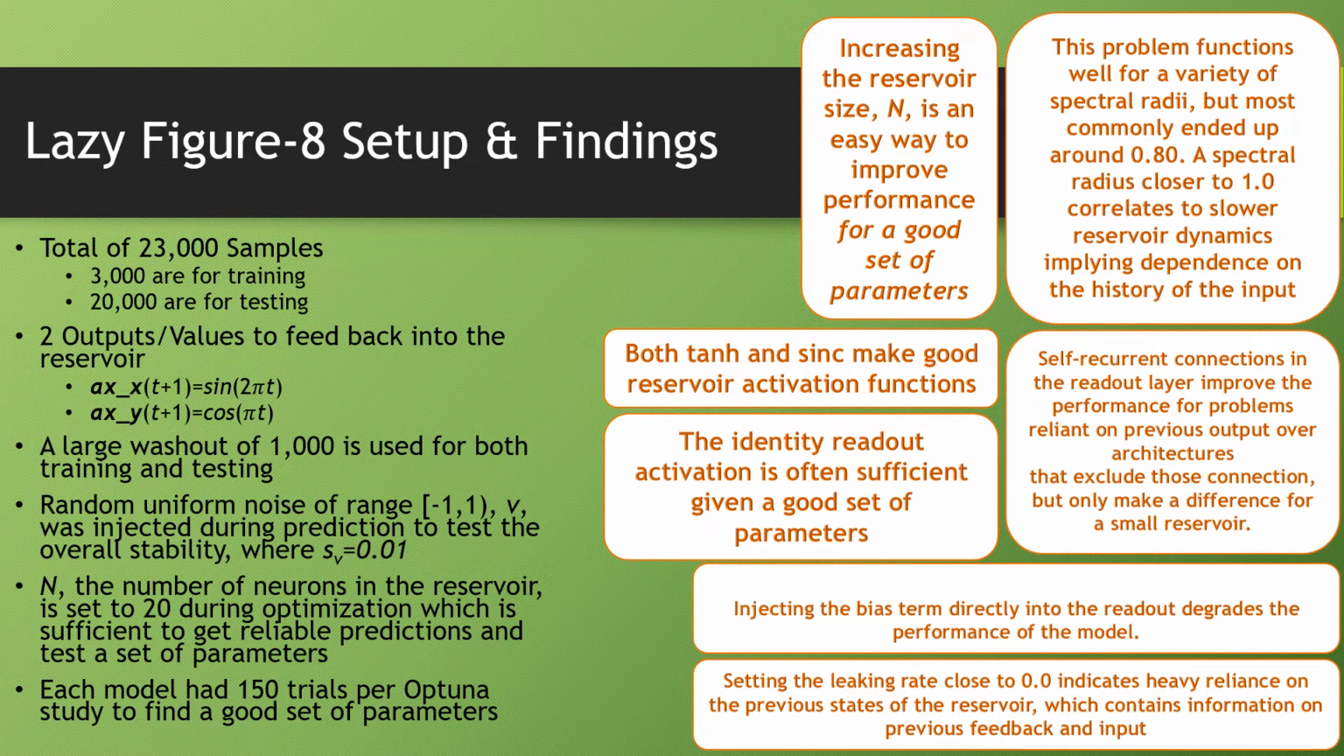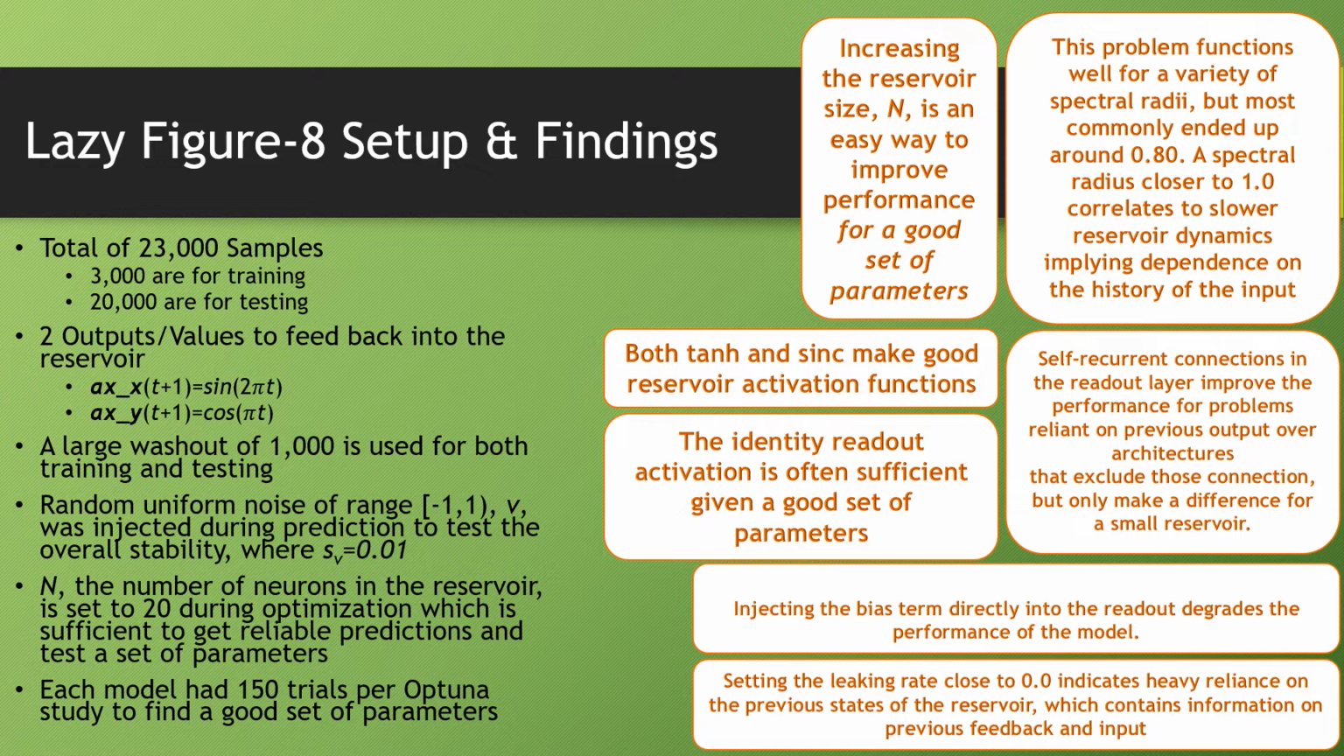Let's move on to the lazy figure 8 generation problem. Here 3000 samples are used for training, that's 15 figure 8 sets, and 20,000 are used for testing, which is 100 figure 8 sets. A large washout of 1000 is used here for training and testing, which ensures all the initial transients are removed. The value could have been smaller probably, but the data for this problem is easy to generate, so it can be sacrificed.